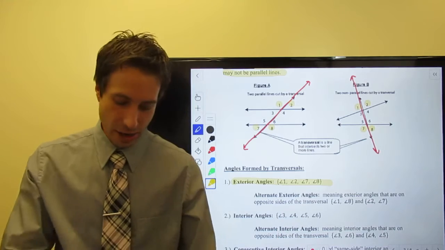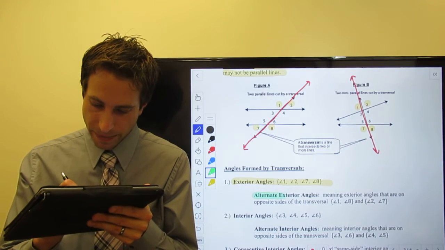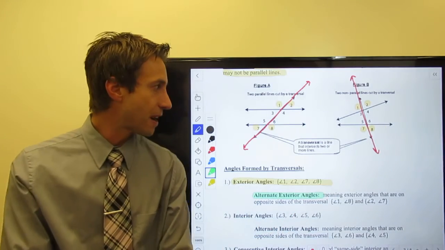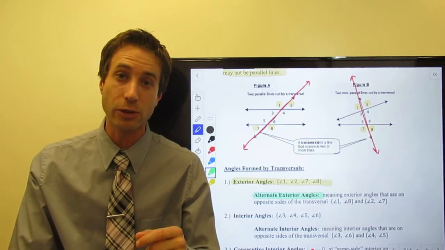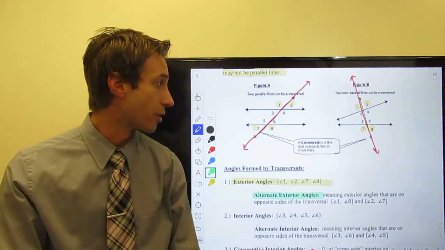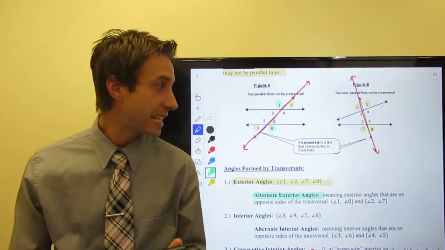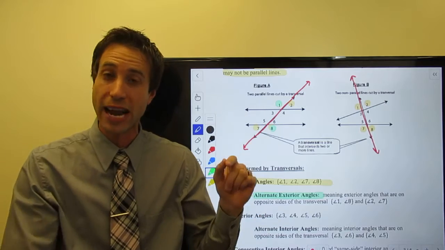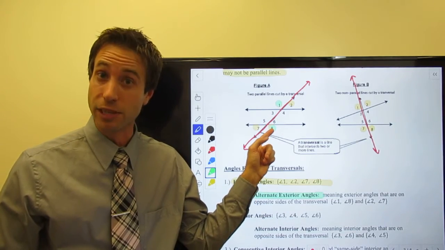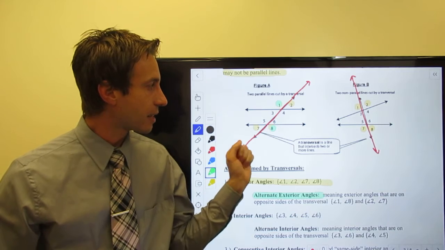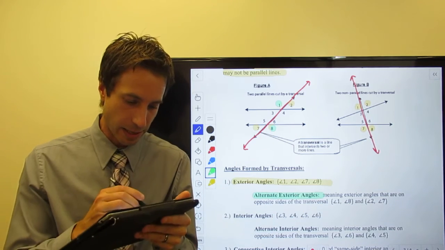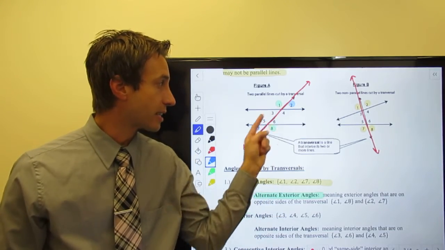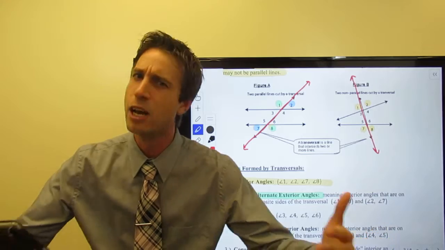Now, I got another one for you here. Alternate exterior angles. We'll do those ones in green. Alternate exterior angles should be a fairly simple idea. We're talking about exterior angles that are opposite of each other. So, 1 and 8 are alternate exterior angles. They're both exterior angles, but they're on opposite sides of the transversal. 1 is on the left-hand side of the transversal, 8 is on the right-hand side. Check this out: 7 and 2. Alternate exterior angles. They're both on the exterior, but they're on opposite sides of the transversal. Should make a lot of sense.